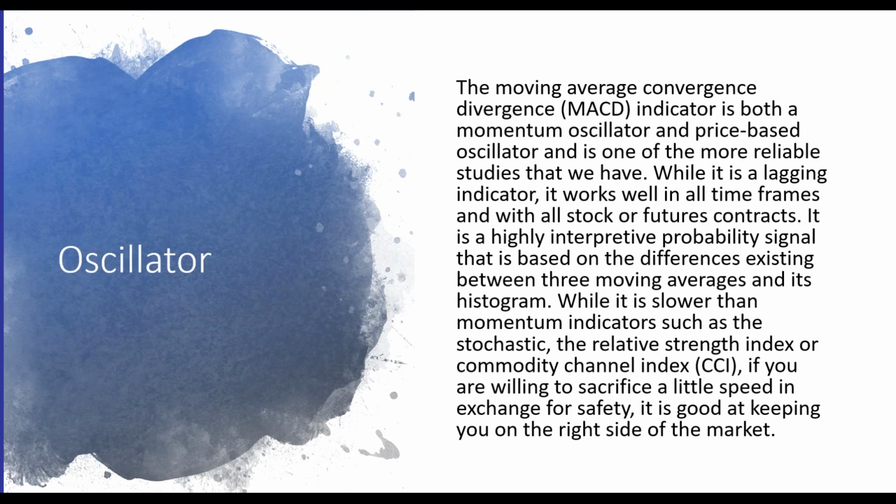Now, the MACD indicator is both a momentum oscillator and a price-based oscillator, and is one of the most reliable studies we have. While it is a lagging indicator, it works well in all time frames and with all stocks and futures contracts. It is a highly interpretive probability signal based on the differences between 3 moving averages and its histogram. While it is slower than a momentum indicator such as stochastics or RSI, if you are willing to sacrifice a little speed in exchange for safety, it is good at keeping you on the right side of the market.